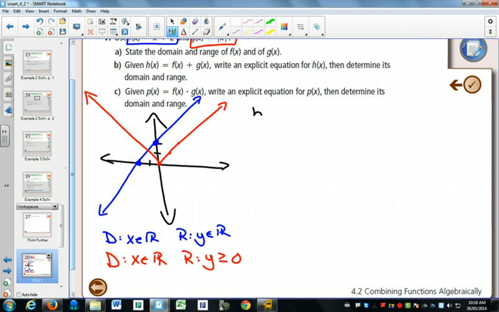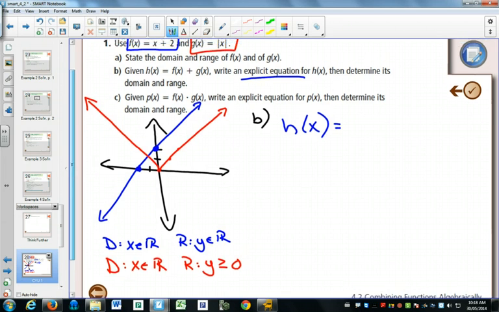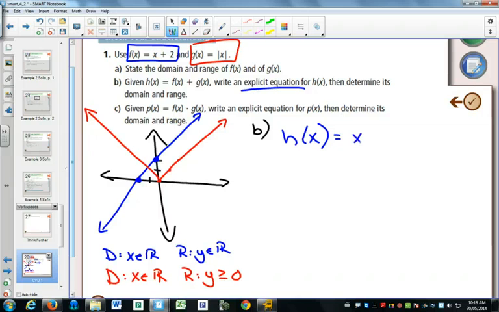For part B, we've got a function which says add them. Now when they ask for an explicit equation, what they want you to do is write h of x equals, and then on the other side only use x's, not use other functions. So if it's f of x, and f of x was the blue one, instead of f of x I can write x plus 2. And instead of g of x I can write absolute value of x.